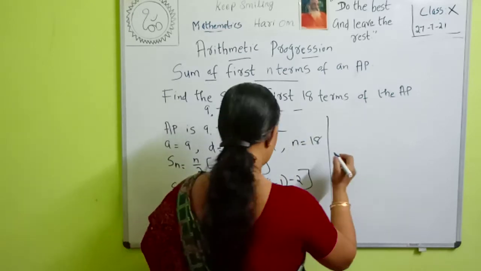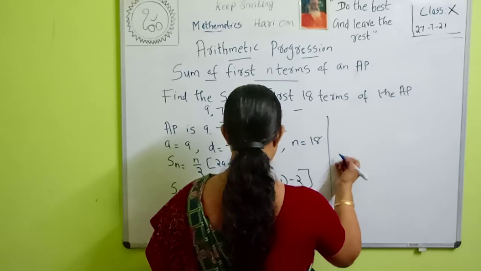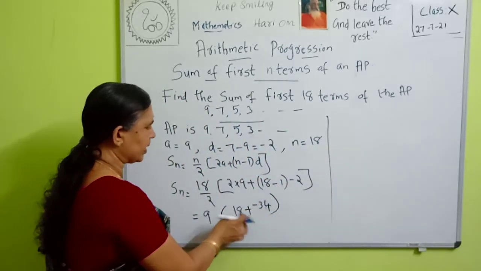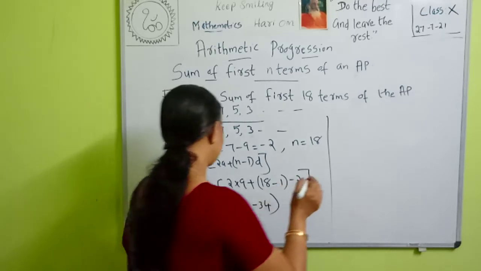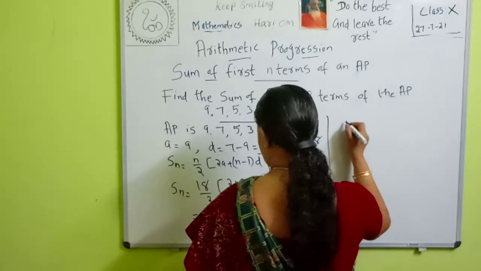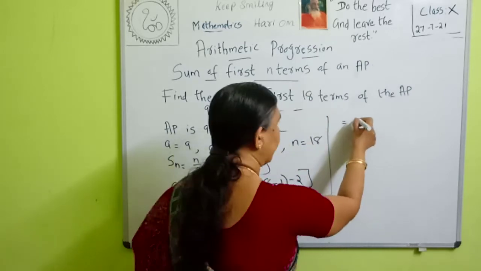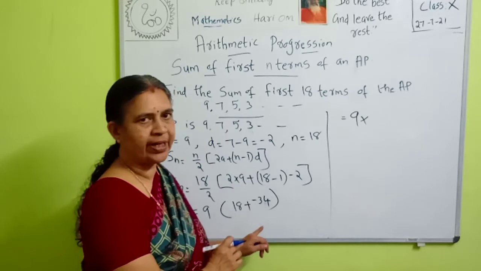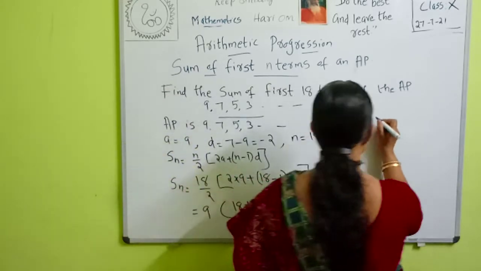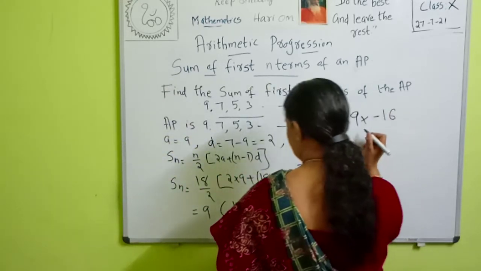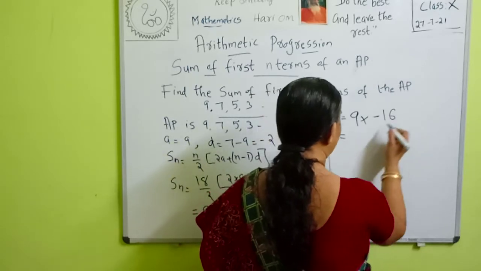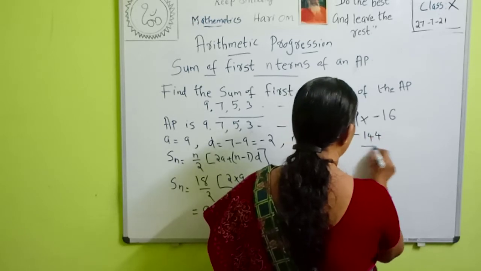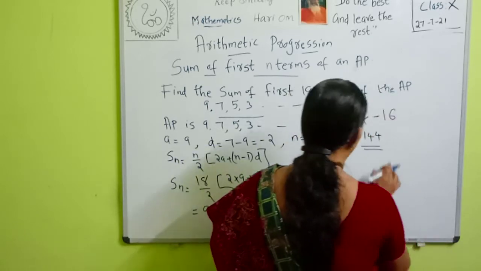That is equal to 9 into 18 plus minus 34. Then what is 18 plus minus 34? 18 plus minus 34 is equal to minus 16. That is equal to 9 into minus 16. That is equal to minus 144.